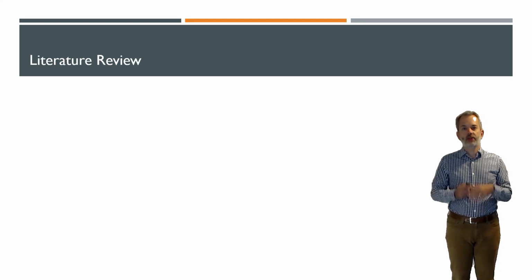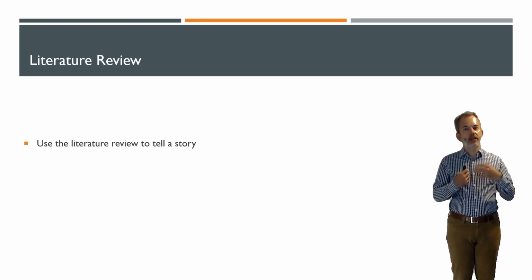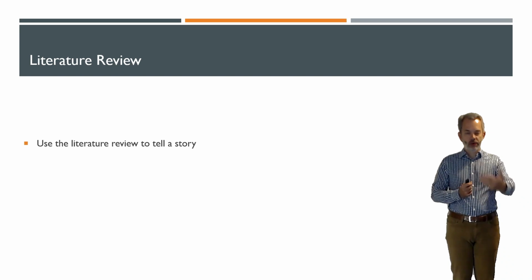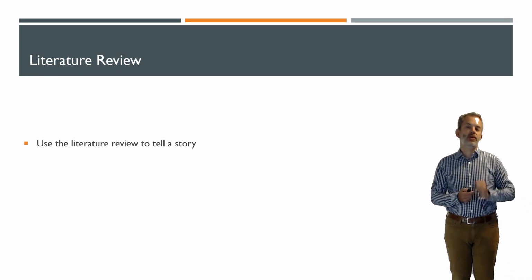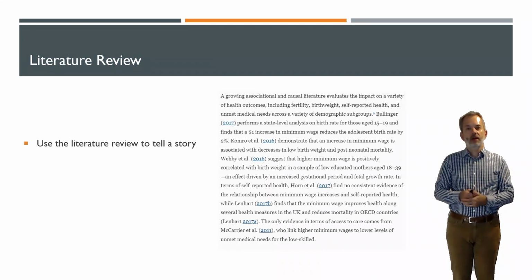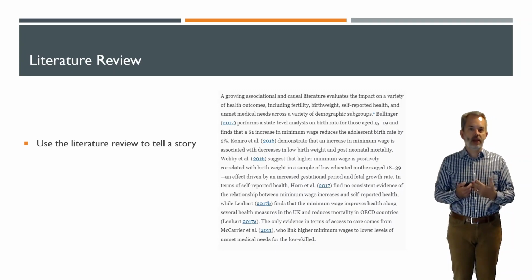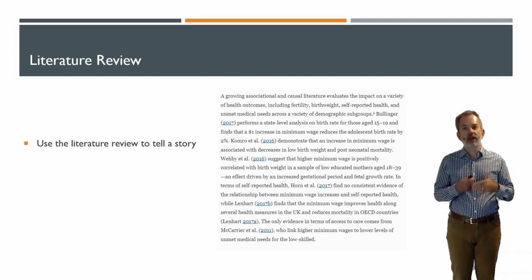The next section is the literature review. And in the literature review, you want to try to tell a story. Explain to the reader how what you're doing follows logically and naturally from what people have done before. So again, turning to our example paper, the authors walk through a number of earlier results about the effect of the minimum wage on health outcomes, and they use that to explain what is known about the research topic. And you're going to want to do the same thing.